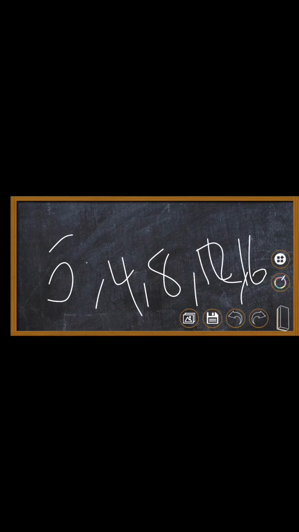And if you notice, we are moving in fours. So 0 plus 4 we get 4, 4 plus 4 we get 8, 8 plus 4 we get 12, 12 plus 4 we get 16. So let's try to spot the pattern in the following sequences.